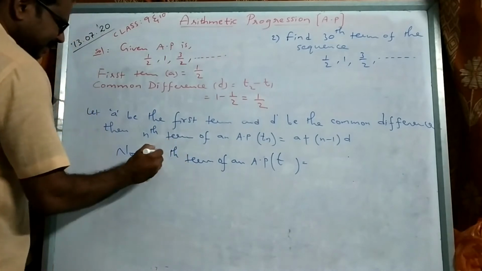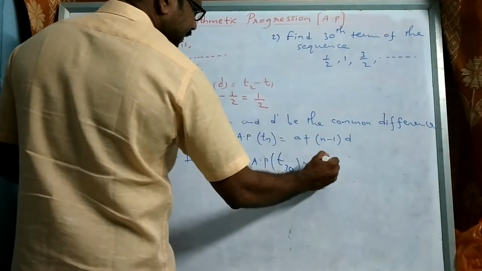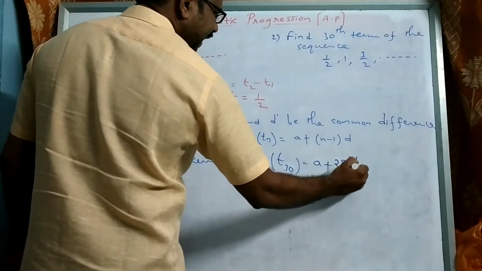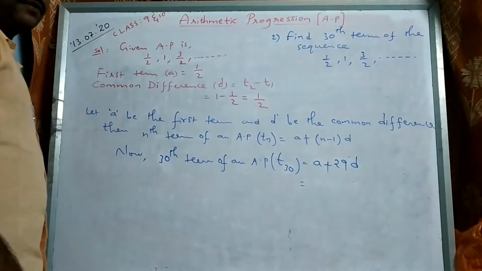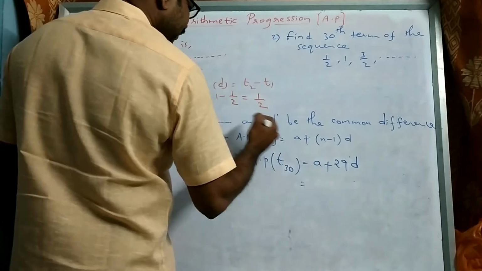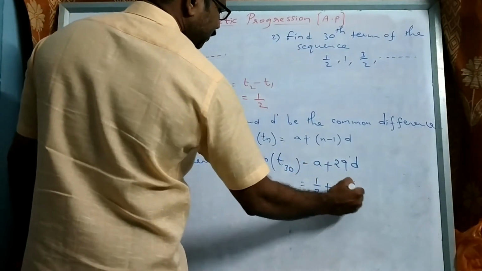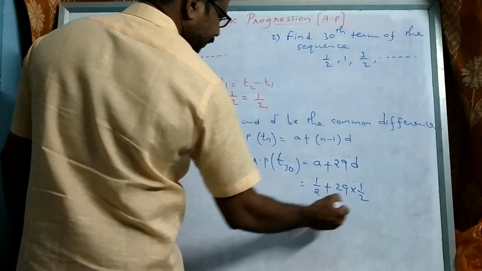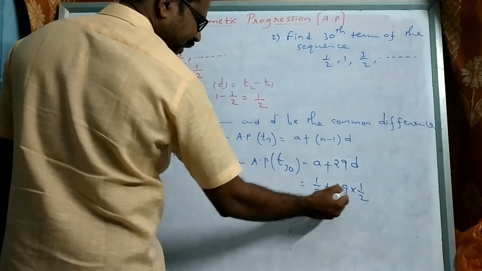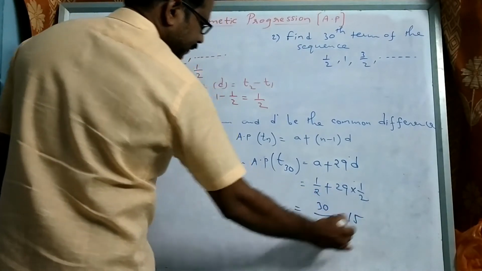So the 30th term of an AP equals A plus, instead of n we write 30, 30 minus 1, how much? 29D. I told you, if I want to find the 30th term, reduce by 1. So A plus 29D. What is the A value here? 1/2 plus 29 into the D value, also 1/2. 1/2 plus 29/2. 29 plus 1, 30/2 means 15.